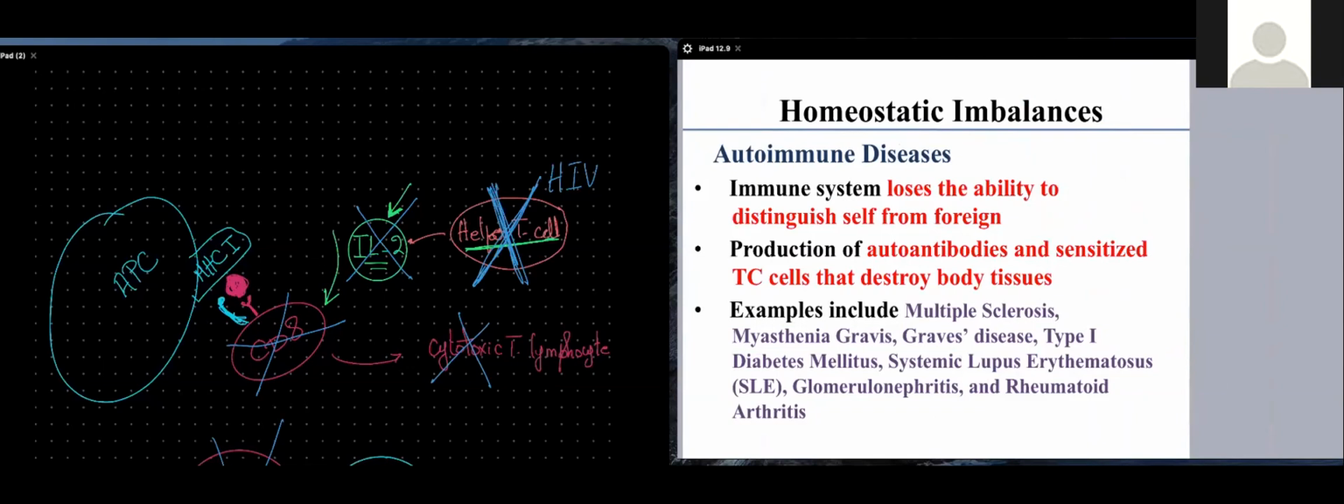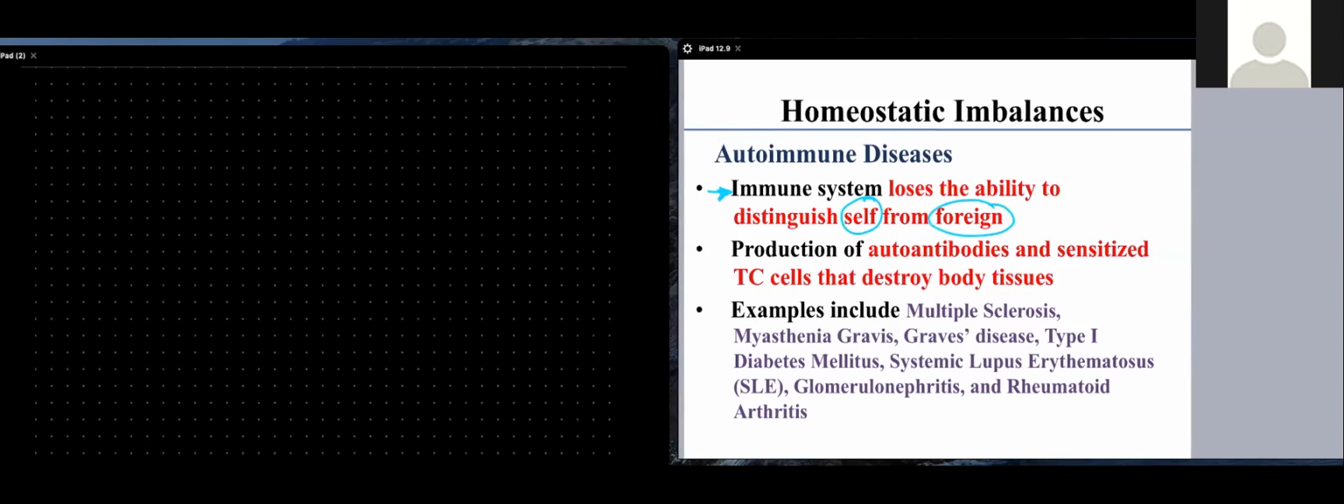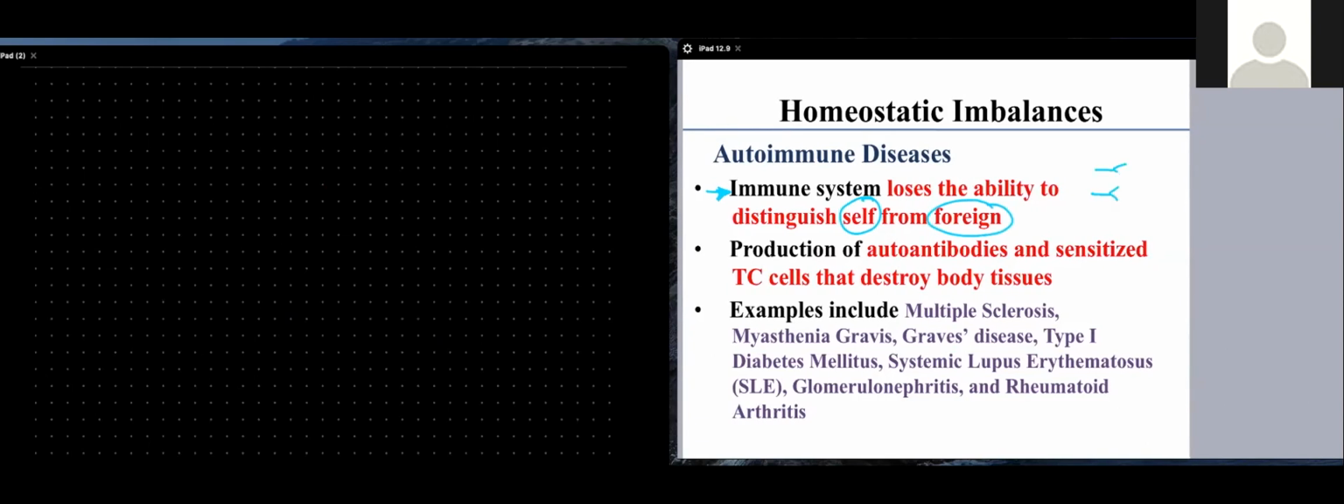Another set of homeostatic imbalances that are related to the immune system are the autoimmune diseases. And autoimmune diseases are going to be a result of a defective immune system that loses the ability to distinguish between self antigens from non-self, from something coming from outside. So I will start to consider my own antigens as non-self antigens. So what's going to happen? I will be producing antibodies against my own antigens.